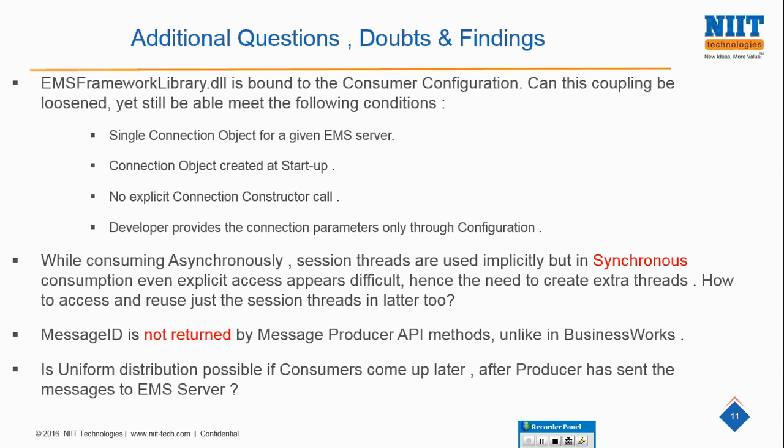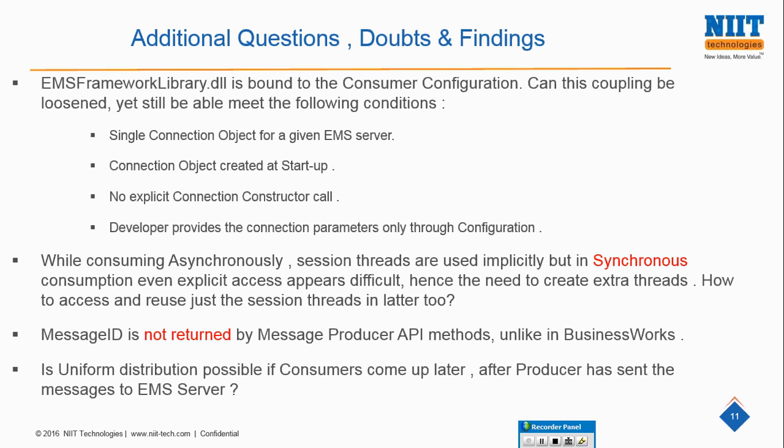The third inference is that the message ID is not returned by the message producer API, while in Business Bus, you do get the message ID. So if it's not returned, then you have to use the coordination ID for message tracking purposes. Okay? Or probably you'll have to find another mechanism of tracking the messages through some other field. And that's the fourth one.